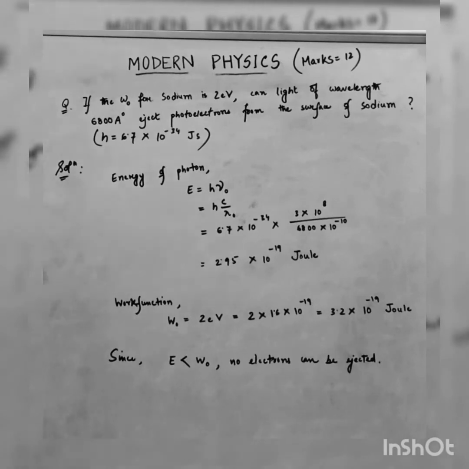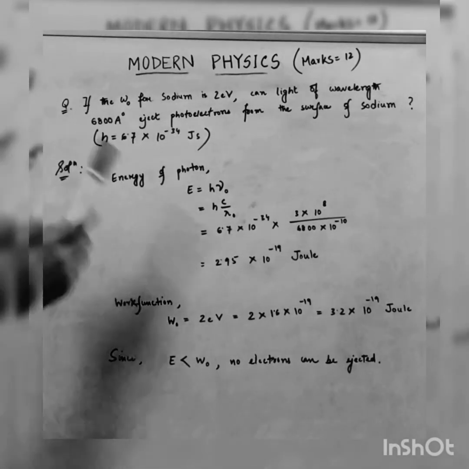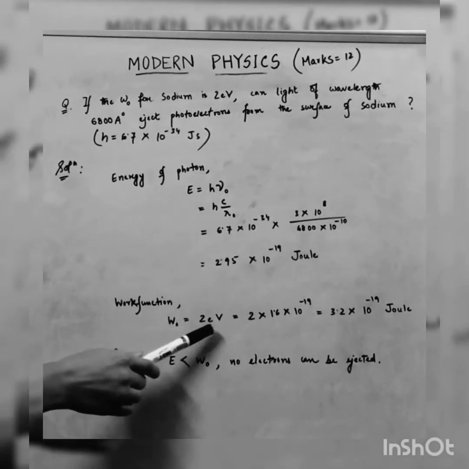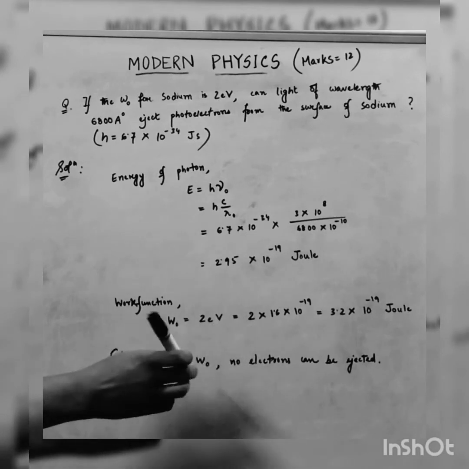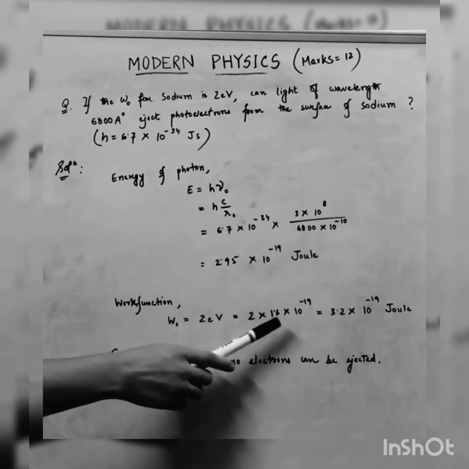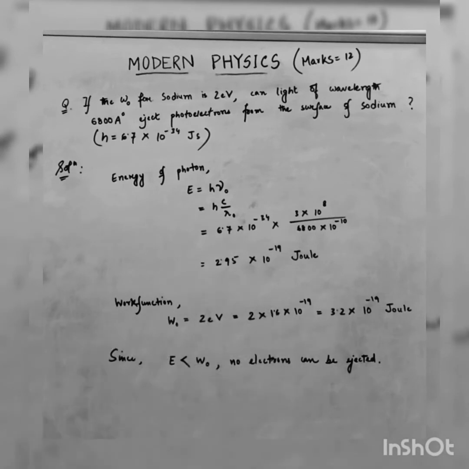Now you need to find out the work function for sodium, which is given as 2 electron volt. To convert electron volt to joule, we need to multiply by the charge of 1 electron, which is 1.6 into 10 to the power minus 19. So you get 3.2 into 10 to the power minus 19 joules.